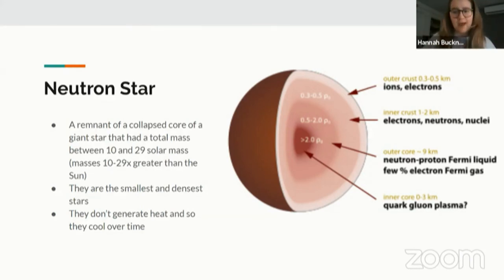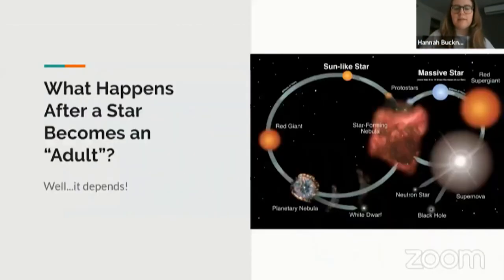So they're massive. But because they're a collapsed core, they're also very small. So after these great stars have collapsed, they remain these very small but incredibly dense stars. They don't really generate heat. All they have is the heat from their explosion, but then they start to cool over time, and they can be red or white, it just depends on the heat at the time. And then they just stay there.